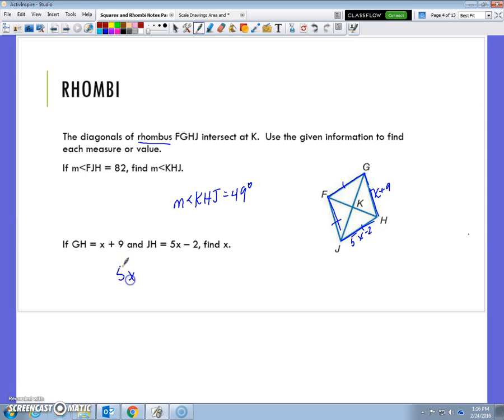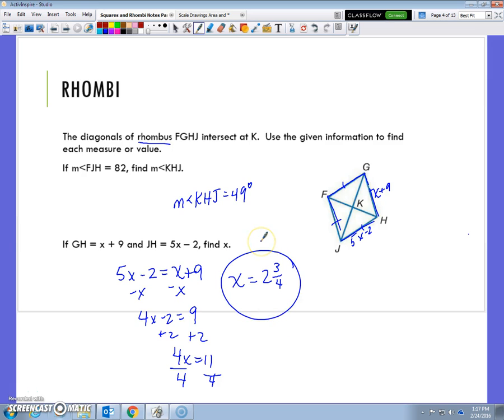So I can just make this one a quick solution here. 5x minus 2 must equal x plus 9 because all sides of a rhombus are congruent. And then we just solve algebraically, which I know we're getting pretty good at. Oops, got ahead of myself there. And divide by 4. And since we are talking about a length, we really do need to keep it as a mixed number or a decimal. I prefer the mixed number, please. X equals 2 3/4. Okay, that would be the distance.